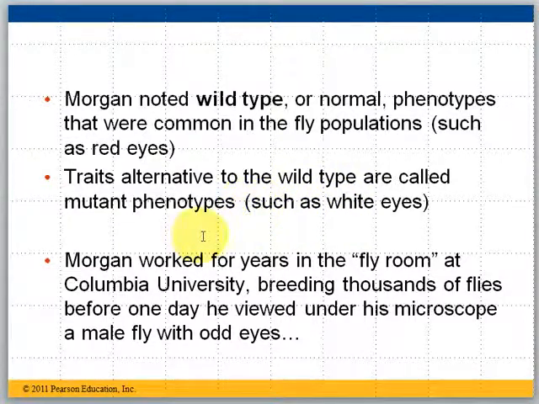Morgan worked for years in what came to be called the fly room at Columbia University, and over the years he bred thousands of flies. In his early experiments, he got frustrated because he wasn't getting the results he wanted. He wasn't seeing what he wanted, and he felt to some degree that perhaps he had wasted his time breeding thousands of flies and not producing the scientific work that he wanted.